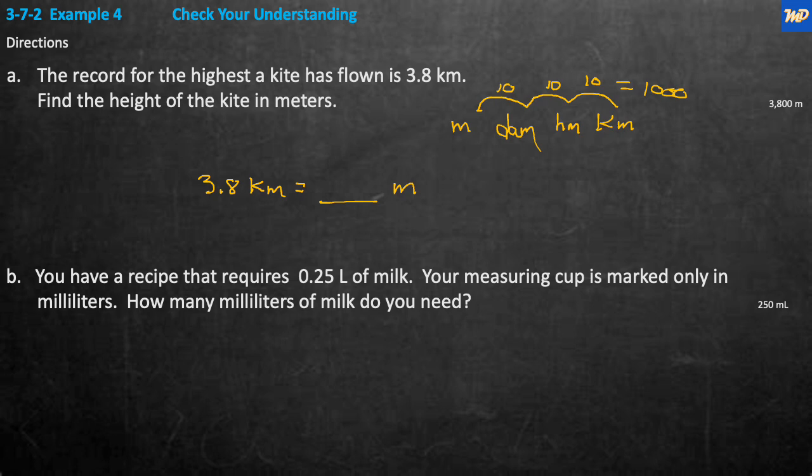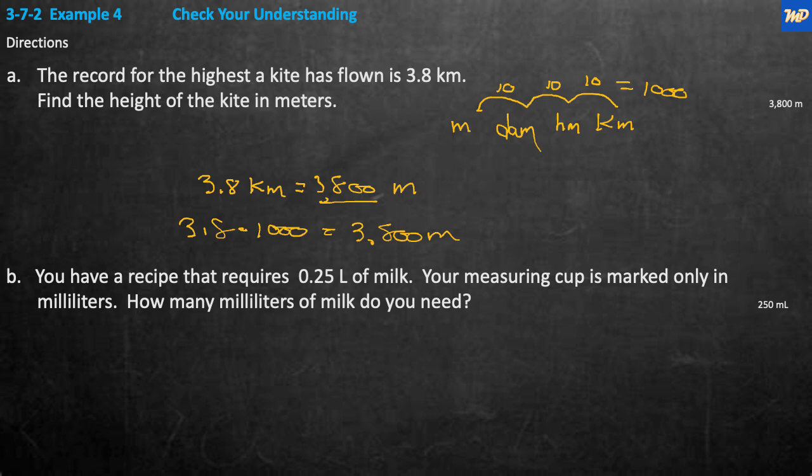So when we go from right to left, we multiply. So 3.8 times 1,000 is equal to 3,800 meters. So I'm going to write 3,800 right there. There's our answer, 3,800. Let's do the next one.